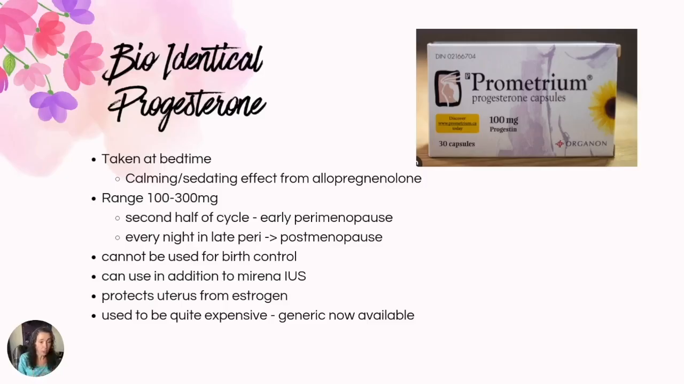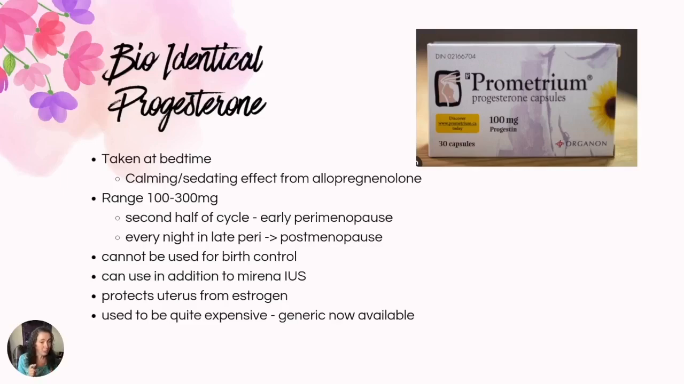It does not work as birth control. As I mentioned earlier, you can use it in addition to a Mirena IUD. As long as you're taking it at the appropriate doses, so at least 200 in the second half of the cycle, or 100 to 200 for the full cycle, it can be used to protect the uterus from the effects of estrogen. So if you have a uterus and you are taking estrogen, you need some kind of progesterone, either a Mirena IUD, a synthetic progestin, or bioidentical progesterone to protect your uterus from endometrial cancer. And that's really important. So it will protect your uterus.